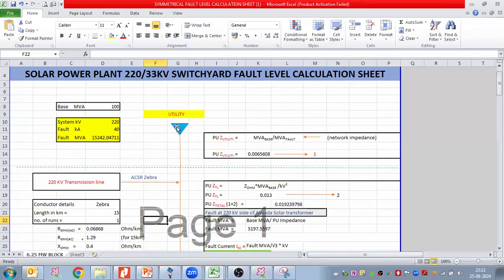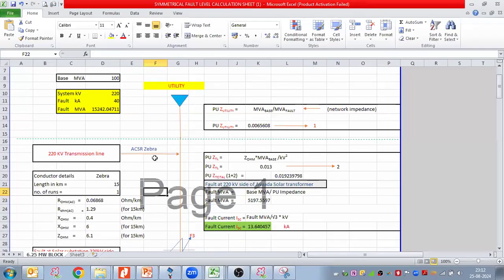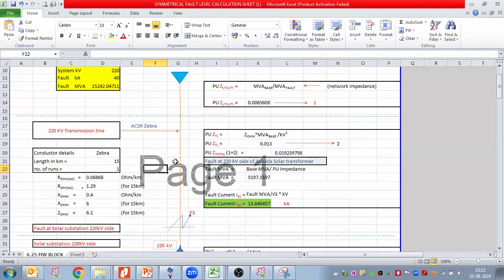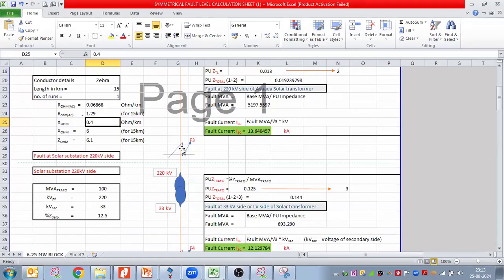Utility here. Yes, we have done that. You have done this utility, taking the ASSR zebra line, putting the zebra line 15 kilometer length, zebra line resistance X and R value, and then converted all kV and MVA into the per unit system. So per unit MVA based by MVA fault, per unit of the utility we calculated, per unit of the transmission line again we calculated, this formula we discussed, right? Yes, sir. Then this utility transmission line connecting to the 220 kV bus. So at 220 kV bus, we calculate the fault current which is coming 13 kiloampere, right?